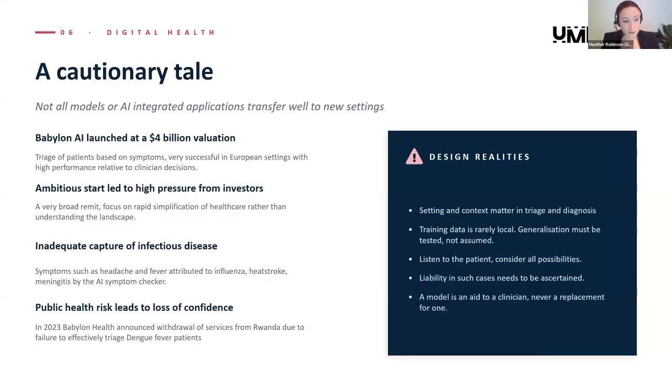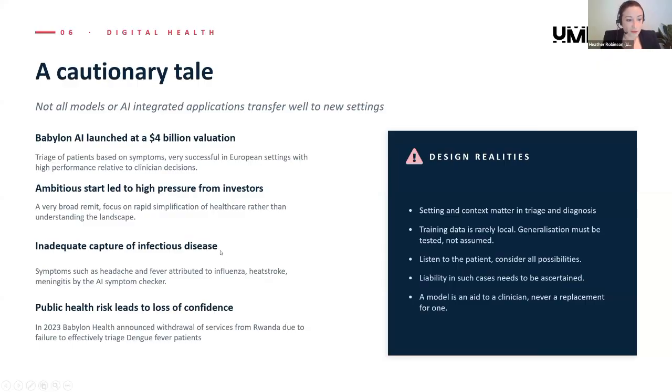It proved very successful in European settings, but because they had a very high valuation, they also had a lot of pressure from investors to rapidly grow, to cover all disease areas in all locations. And that led to them not understanding very well the new landscapes and new health areas that they were entering. Their focus was on rapidly simplifying healthcare, beating benchmarks with clinicians, for example.